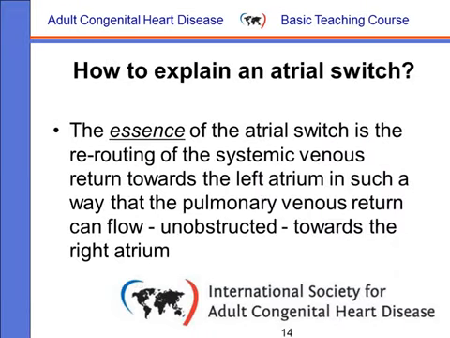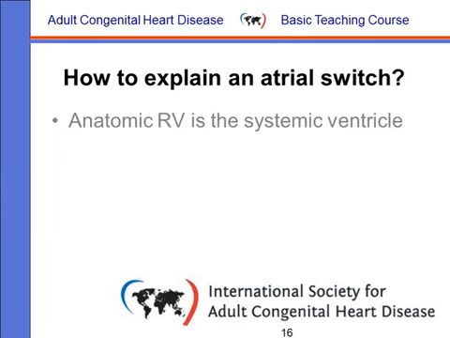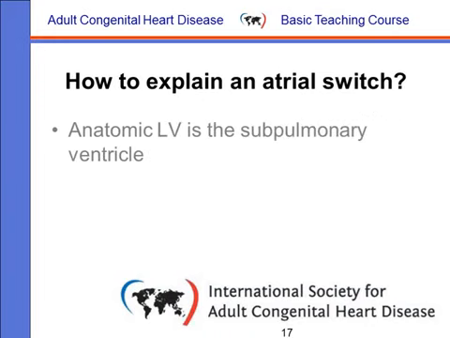And then, when the child was big enough to undergo cardiac surgery, the atrial switch could be performed by the surgeon. And what's the essence of the atrial switch? That's the rerouting of the systemic venous return towards the left atrium in such a way that the pulmonary venous return can flow unobstructed towards the right atrium. The transposition itself is left untouched. That means that the right ventricle is the systemic ventricle and the anatomic LV is the subpulmonary ventricle.